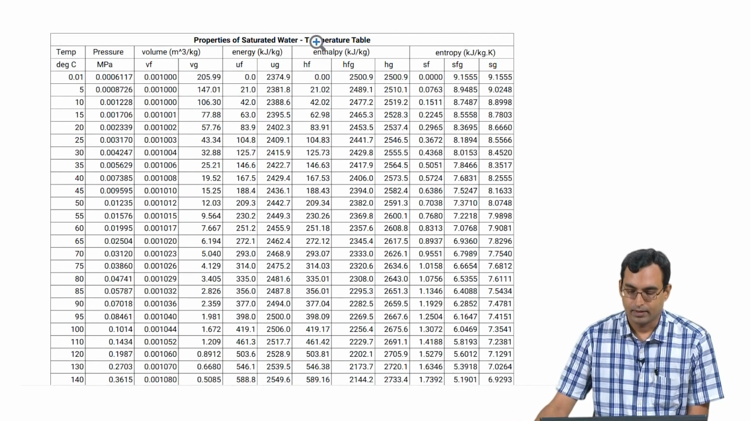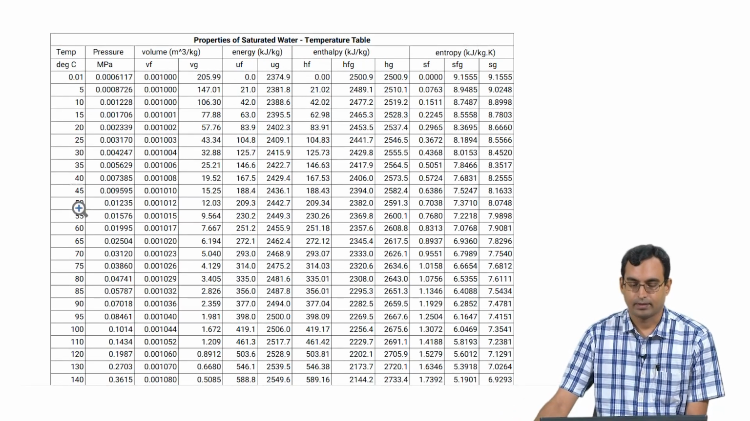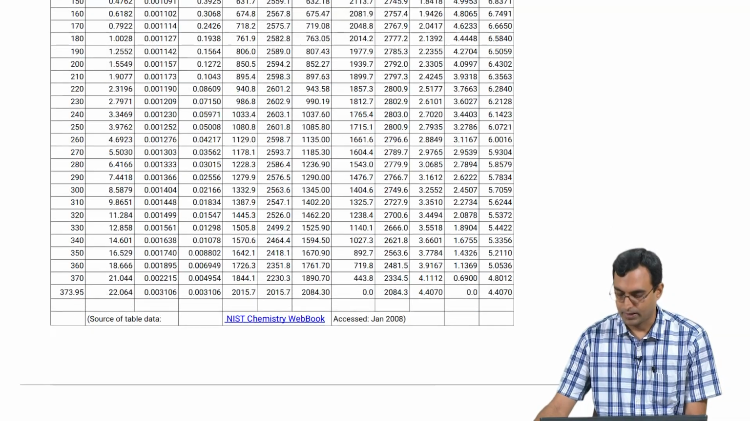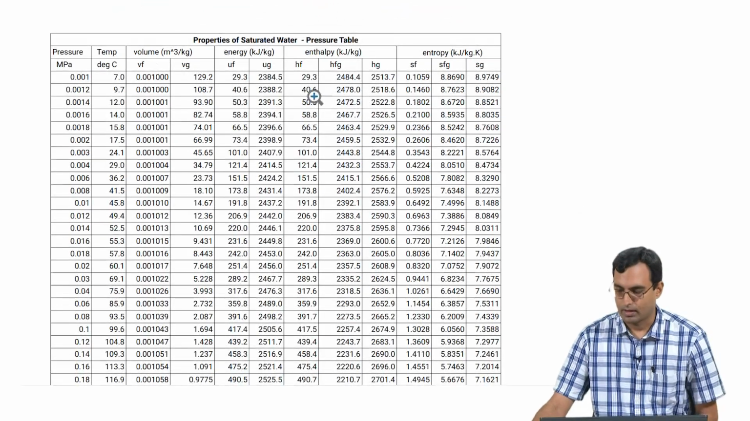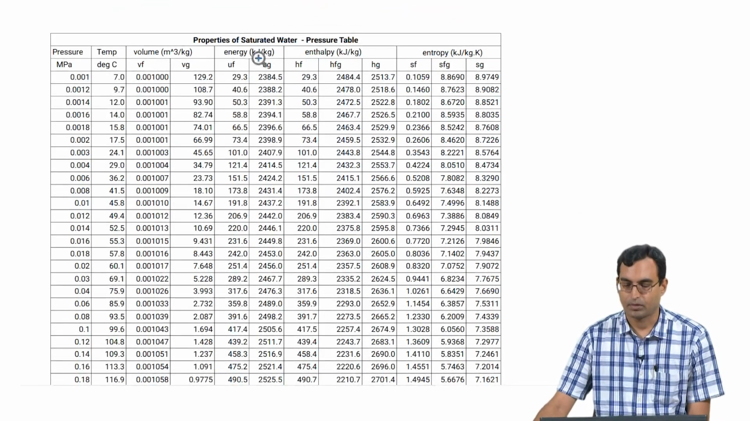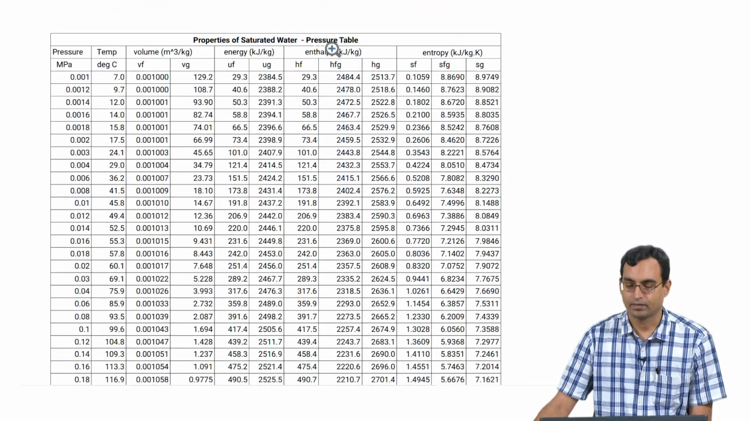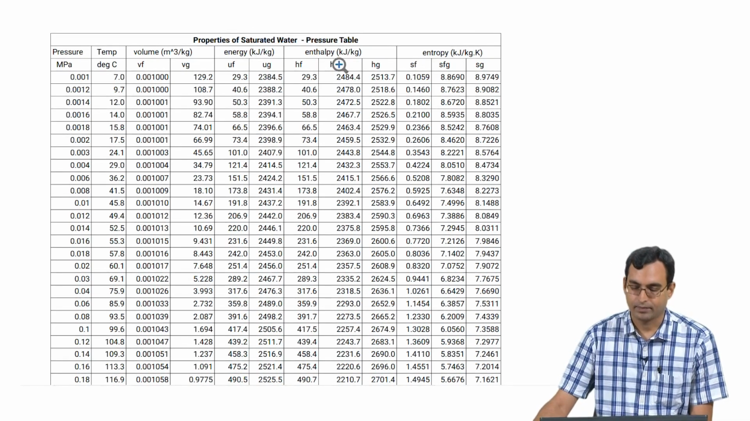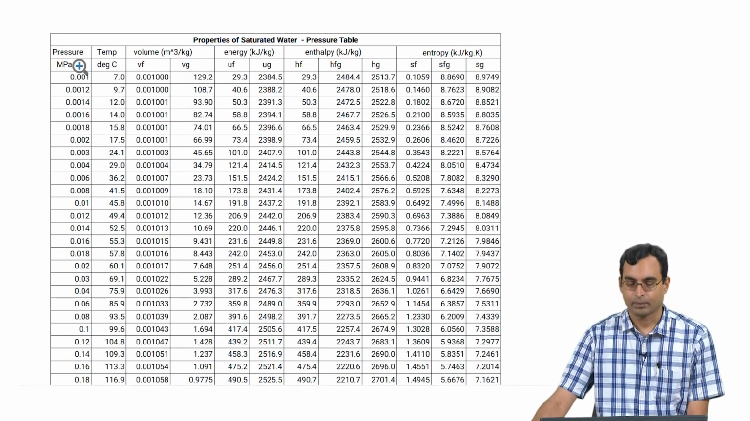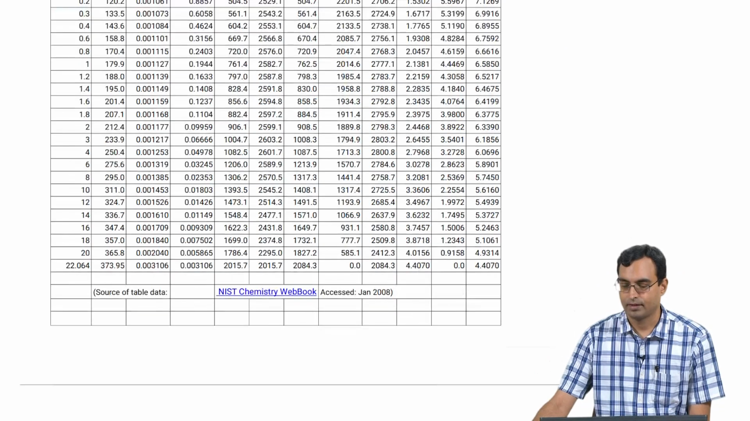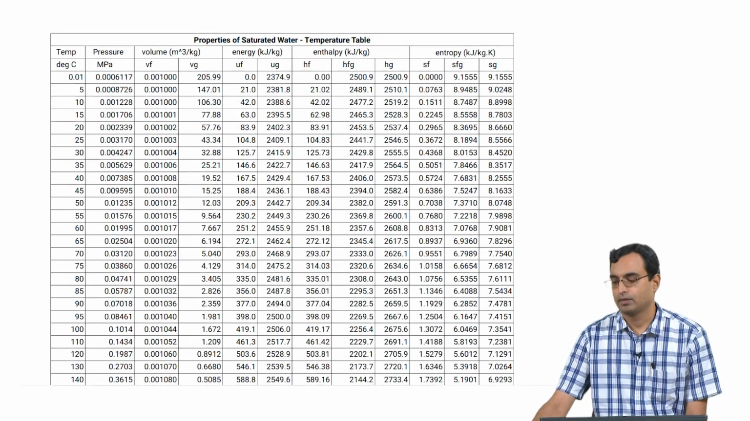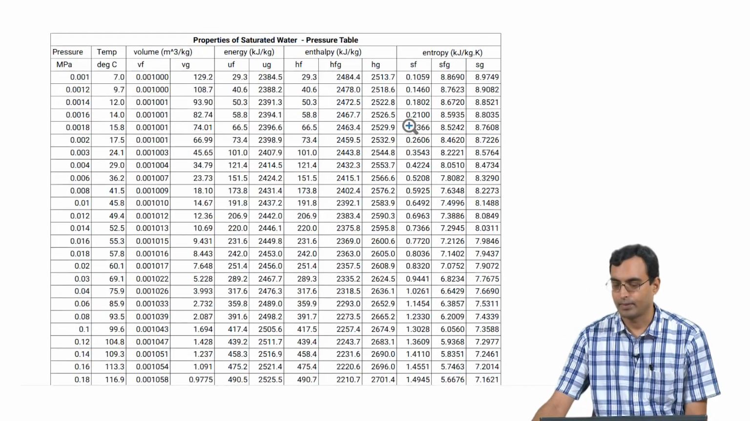It says temperature table because this is listed by temperature. If I go to the previous page, page 1, I have properties of saturated water and it says pressure table. So, on page 1 I have the same data as on page 2, but this is listed by pressure, whereas on the next page I have the saturated water tables listed by temperature. Let me look at the pressure table first.